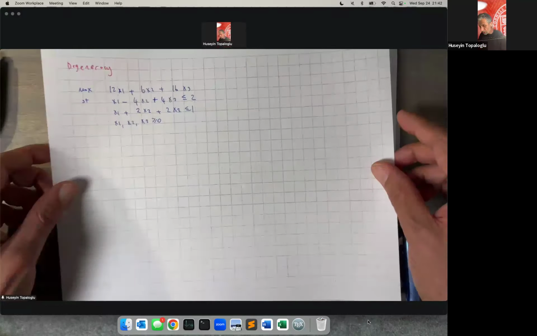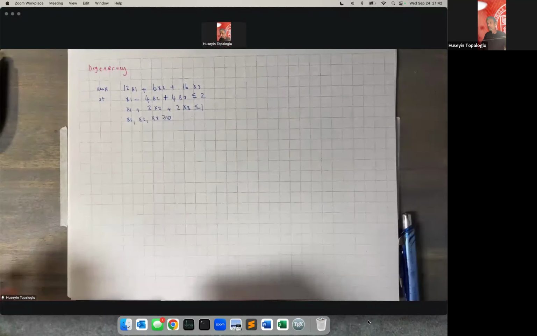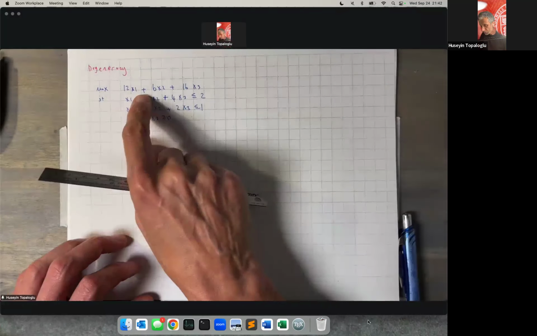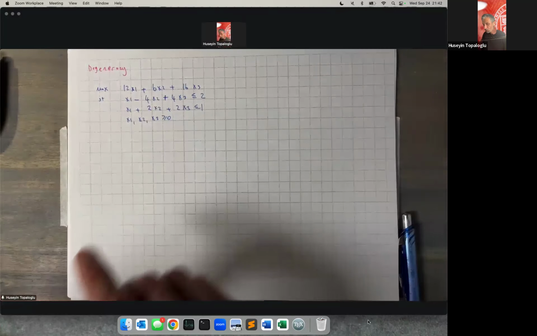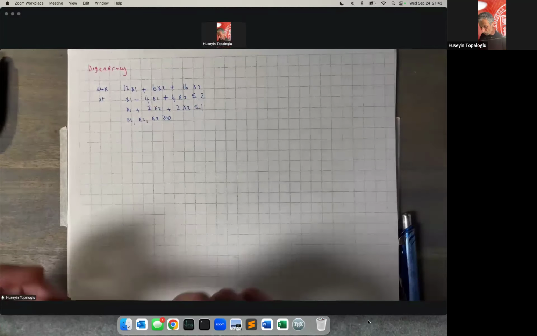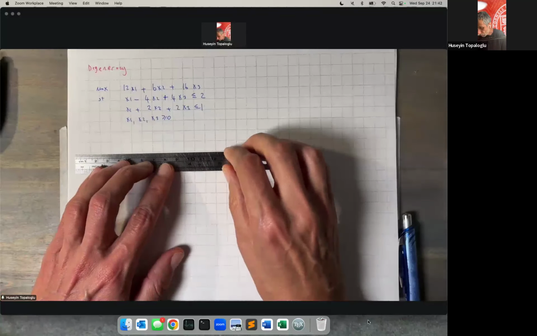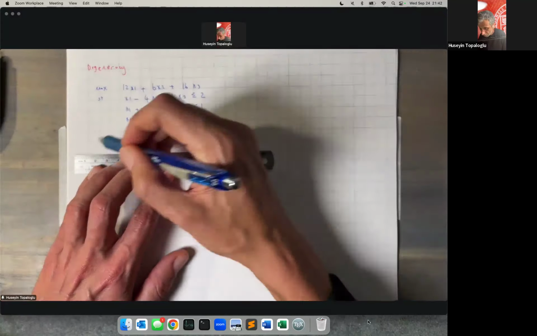Let's try to see degeneracy in action in a particular example. Let's say that we're solving a linear program that looks like this. Maximize 12x1 plus 6x2 plus 16x3, subject to two inequality constraints, and all of our decision variables are non-negative. So let's solve this linear program through the simplex method and see what kind of iterations we run into.